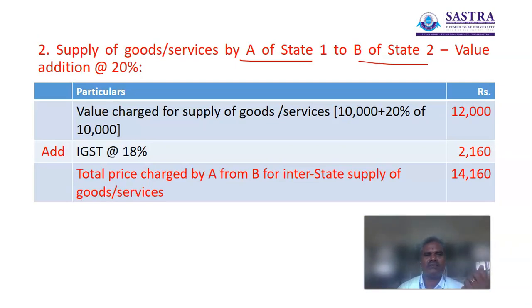Now, supply of goods or services by A of state 1 to B of state 2. You see, A is in one state and B is in another state. They are not doing business in the same state. They are doing business in different states. One is in Andhra, another in Maharashtra, or one is in Tamil Nadu, another in Karnataka. But the value addition is 20%. So A has added value of 20%, so 12,000.